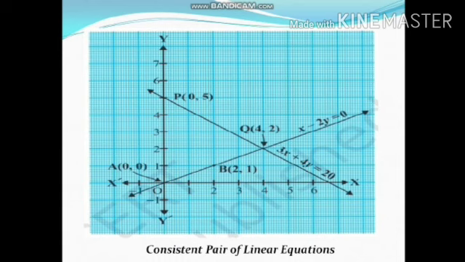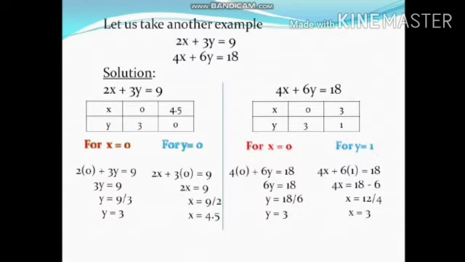And a pair of linear equations in two variables which has only one solution is called a consistent pair of linear equations. Let us take another example.